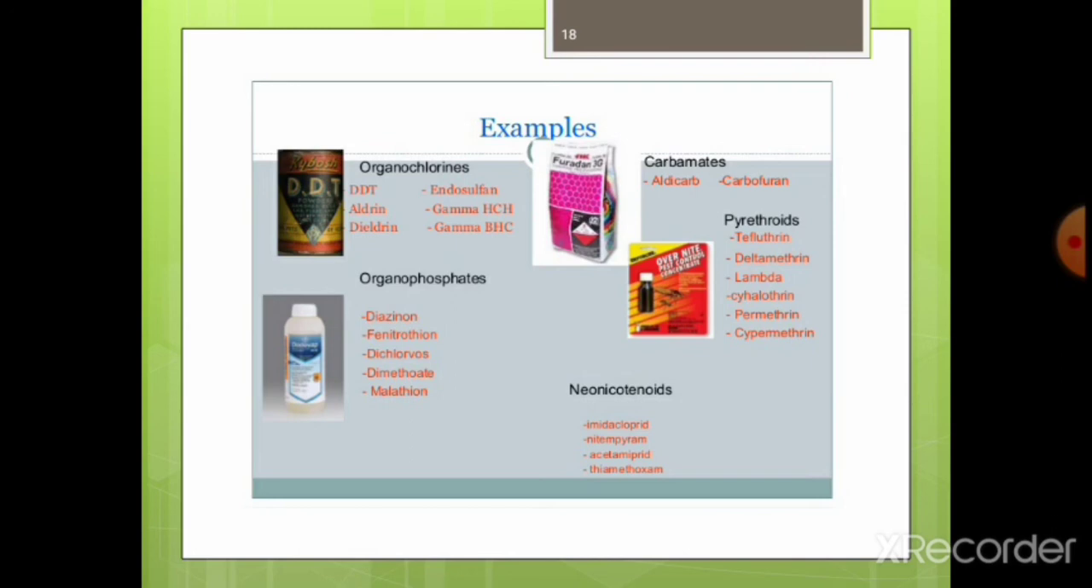We have to see in detail about all these pesticides and their structures also. In the next lecture, we will see about PGR, that is, plant growth regulators.